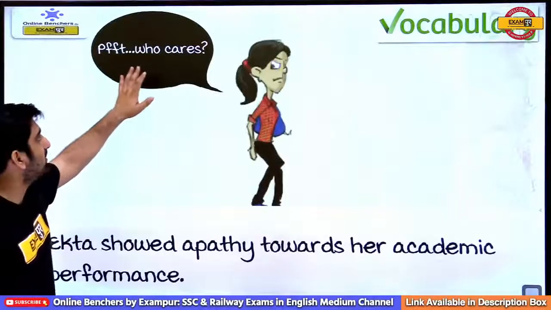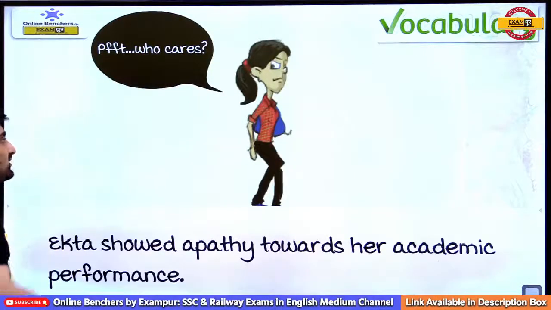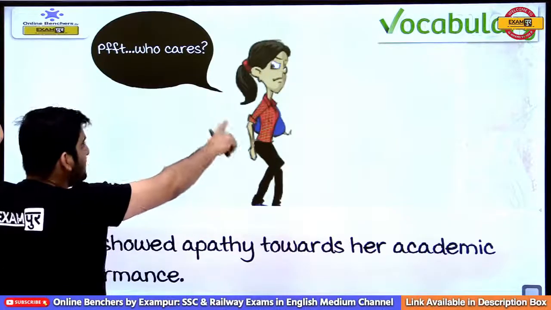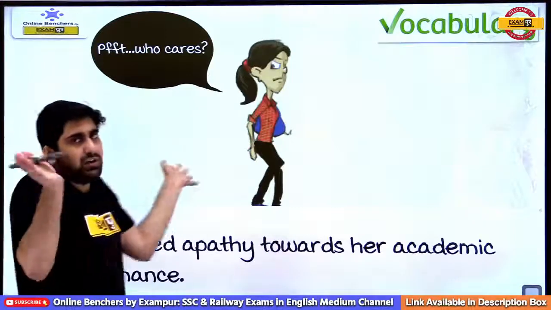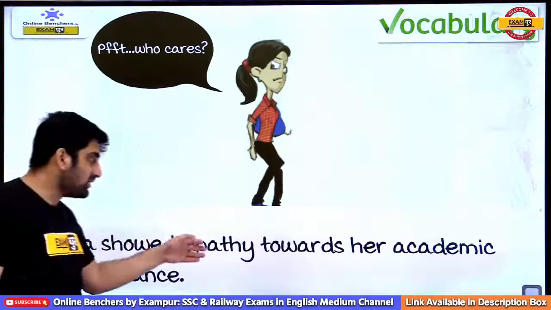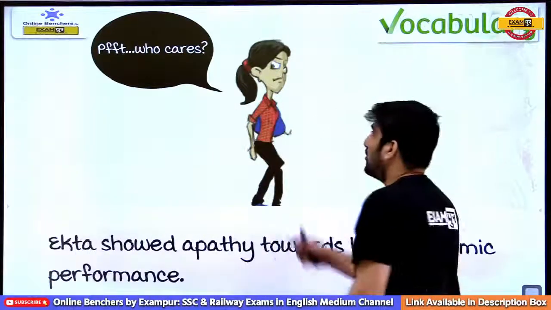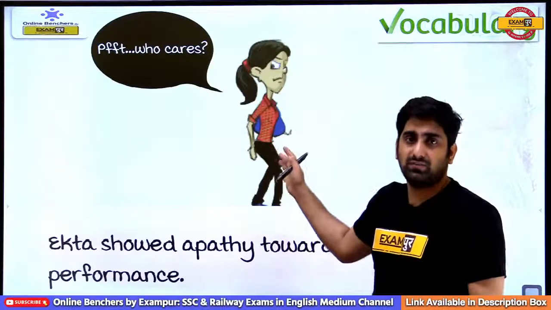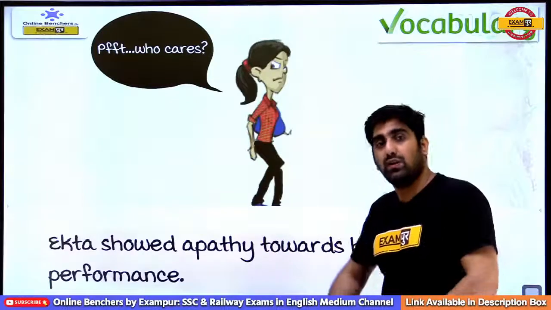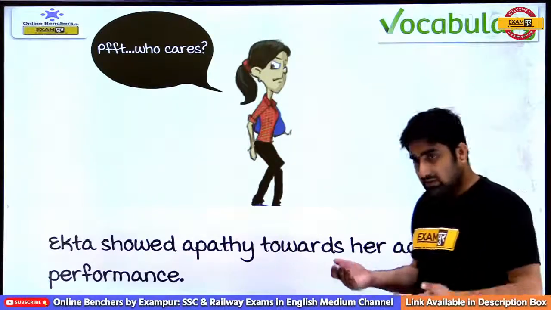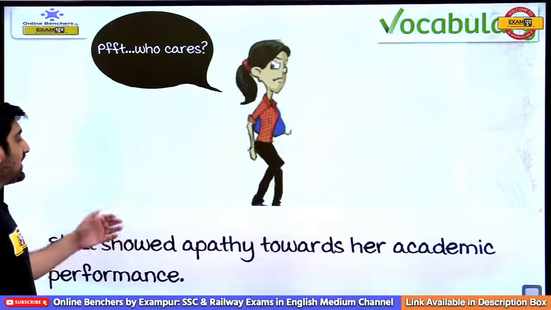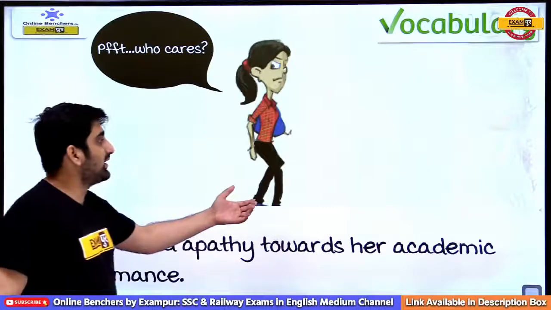So if you look at the story, the girl's name is Ekta, and she showed apathy by saying who cares. What do you mean by who cares? Who cares means Ekta showed apathy towards her academic performance. She does not get good marks, but she is not sincere enough to be serious now, to study and perform well. She says who cares. So it is actually her apathy towards academic performance.